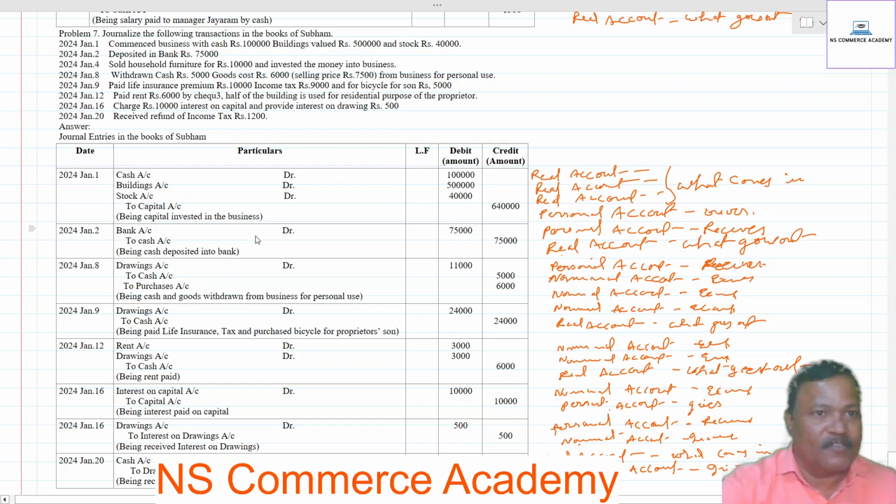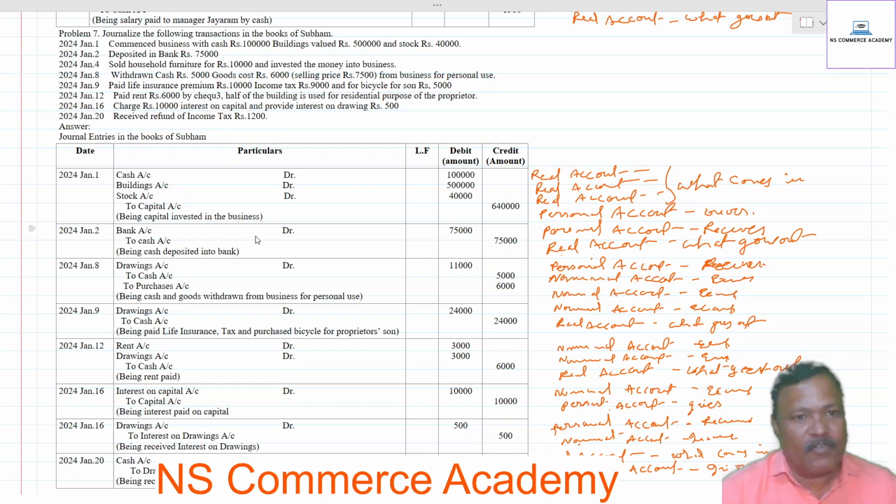Next, come to the second transaction, 2024 January 2nd, deposited into bank 75,000. So in this transaction, bank account and cash account are there. Bank account is the personal account, being the receiver, we have to debit it. And cash account is the real account, which is the asset going out of the business. That's why we are crediting it.